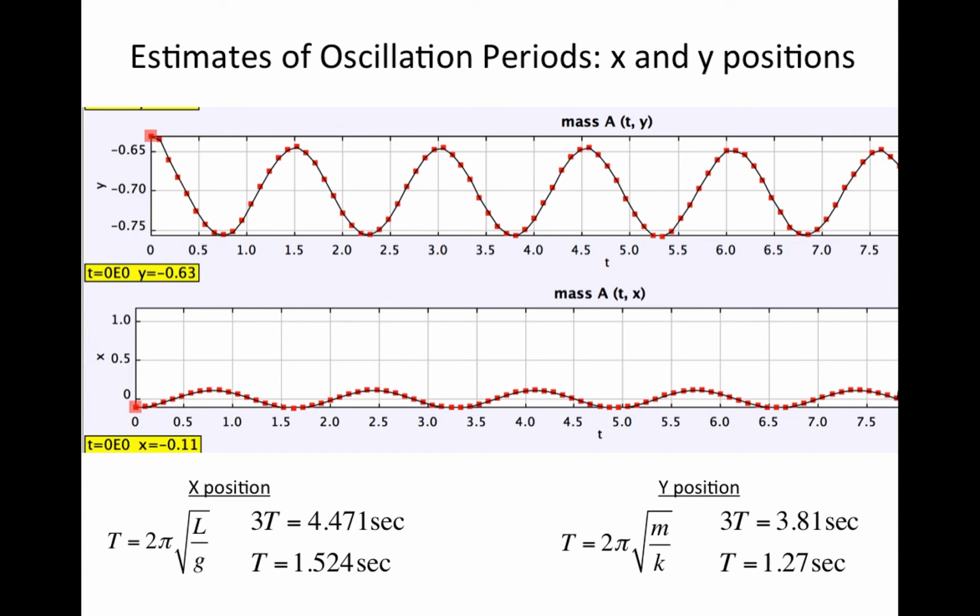The two periods are different because of their values. The x direction is based off of the length and gravity, while the y direction is based off of the mass and spring stiffness. The oscillation period is greater for the x position, meaning the spring mass moves more in the x direction than the y direction.